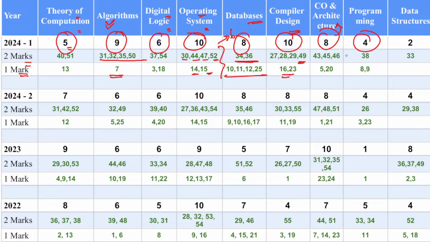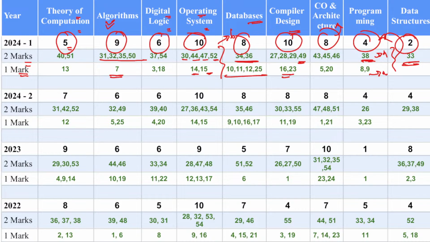After that, programming came for 4 marks. Questions 34, 8 and 9: for 2 marks this question came, and for 1 mark this question came. So total 4 questions came. For data structure, just 1 question came, which was of 2 marks, question 33. So if you consider 2024, algorithm, TOC, digital logic, operating system, database, compiler design and architecture are must-do subjects, right everyone?